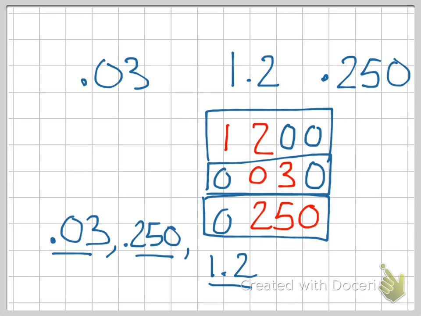So, let me put my decimals back in there. Remember, line up your numbers with decimals, fill in any of the empty places with 0, and then pretend the decimal's not there, and just look at them like whole numbers. That will help you put them in order.